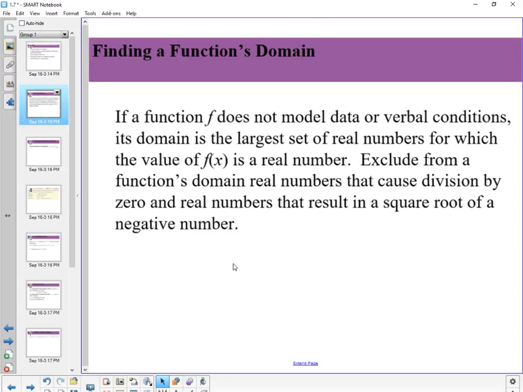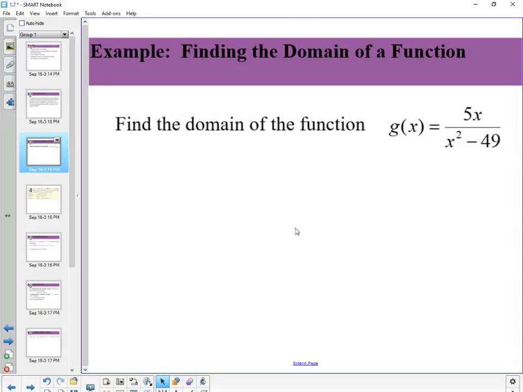Finding a function's domain. Here's something very formal for you. You don't have to write it down. I think you guys already have the idea of what that is, right? But if a function f does not model data or verbal conditions, its domain is the largest set of real numbers for which every value of f of x is a real number. Excludes from a function's domain real numbers that cause division by 0 and real numbers that result in the square root of a negative number. So it's just saying you can't break math by dividing by 0, and of course you can't have imaginaries in there either. Okay? So, ready? So here's our first example.